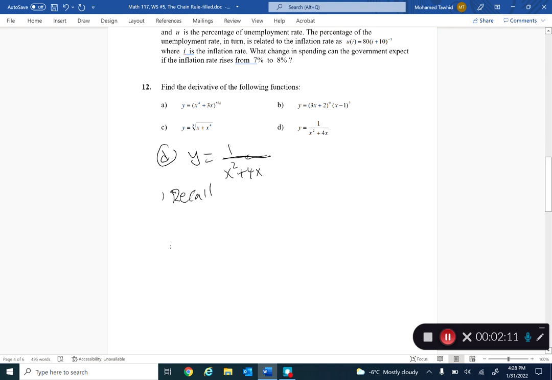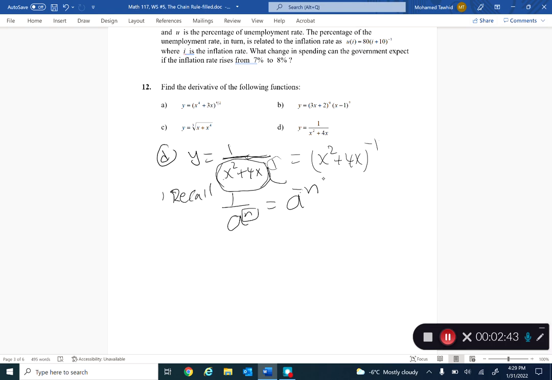Recall that if you have 1 over a to the power n, it will be a to the power negative n. So the exponent n, when I take it up, takes the opposite sign, which is negative n. Here, my a is a bracket to the power 1. If I take that up, you have x squared plus 4x to the power negative 1.